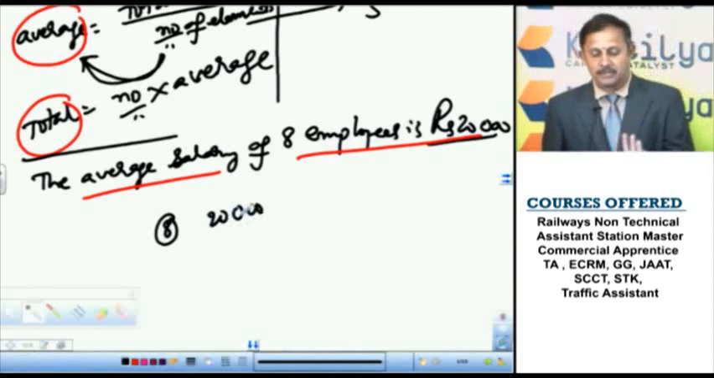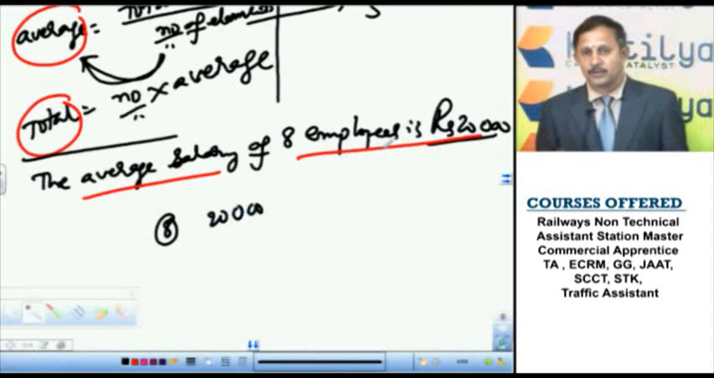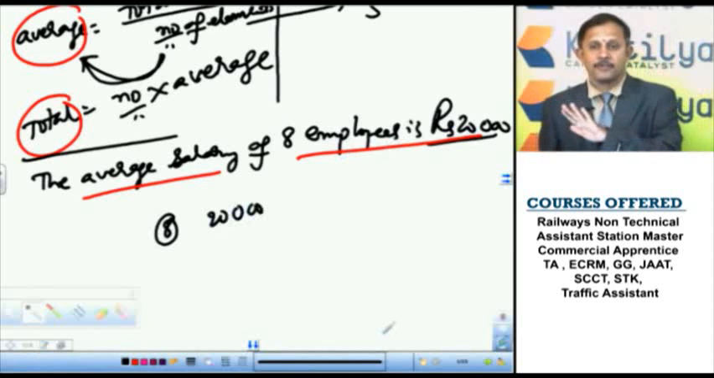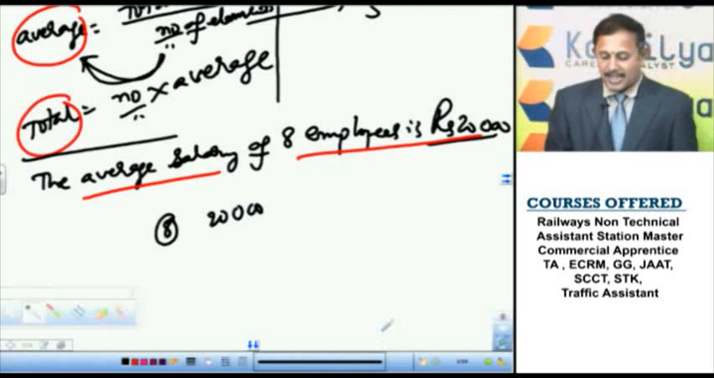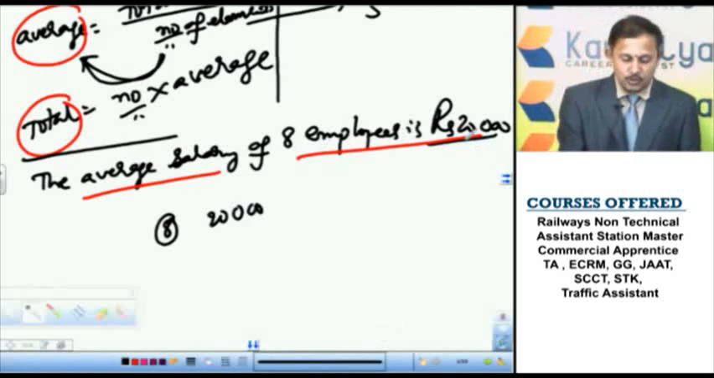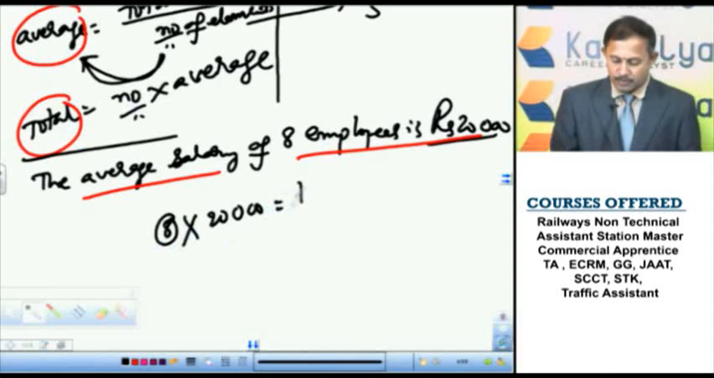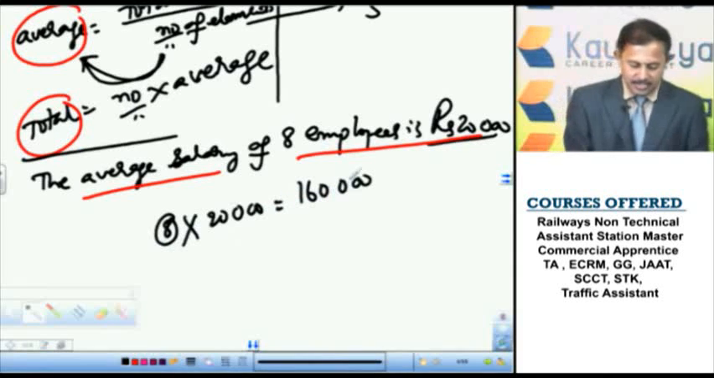Friends, what you have to observe is that the average salary of 8 employees is 20,000. It doesn't mean that the salary of each one is exactly 20,000. One may get 30,000, the other can get 10,000. But we are not particular about the salary of the individual. There are 8 members in the group and their average salary is given as 20,000. So let us make use of the second formula. Here the number of candidates is 8 and the average is 20,000. So number into average is equal to 1,60,000. That is the total salary of all the 8 employees.